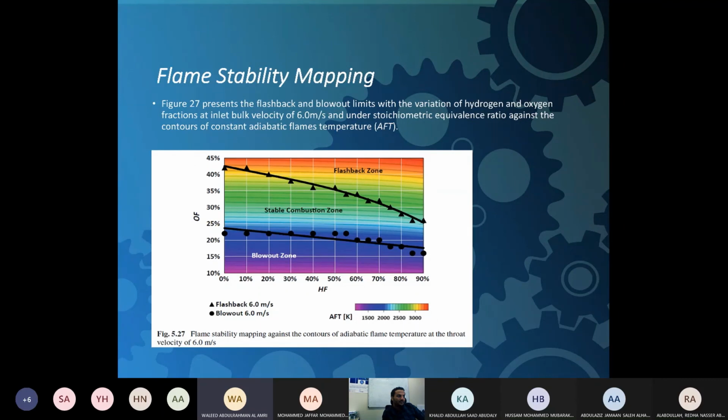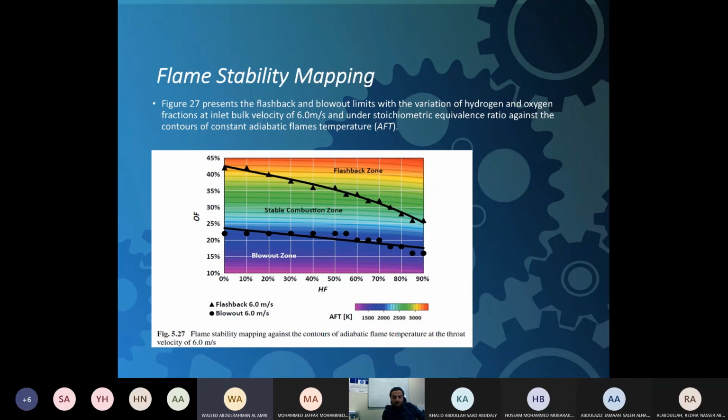I'm going to explain the combustor operability under stoichiometric hydrogen-enriched conditions. So starting with the flame stability mapping. This figure represents the flashback and blowout limits with the variation of hydrogen and oxygen fractions at an inlet bulk velocity of 6 meters per second and under stoichiometric equivalence ratio, against the contours of constant adiabatic flame temperature.